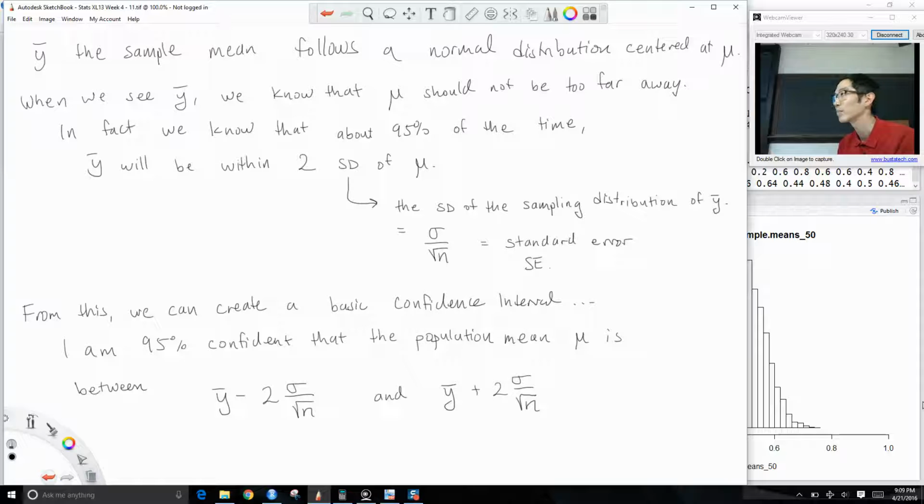I thought you said before that we didn't have the sample distribution. We don't. That's exactly right. So the problem here is that we're saying I'm 95% confident that the population mean mu is between 2, and then we're saying sigma over the square root of n. Okay, but we don't have sigma, right? We don't know. So this would be nice to say, but we don't actually know sigma. Okay, so there is a problem.